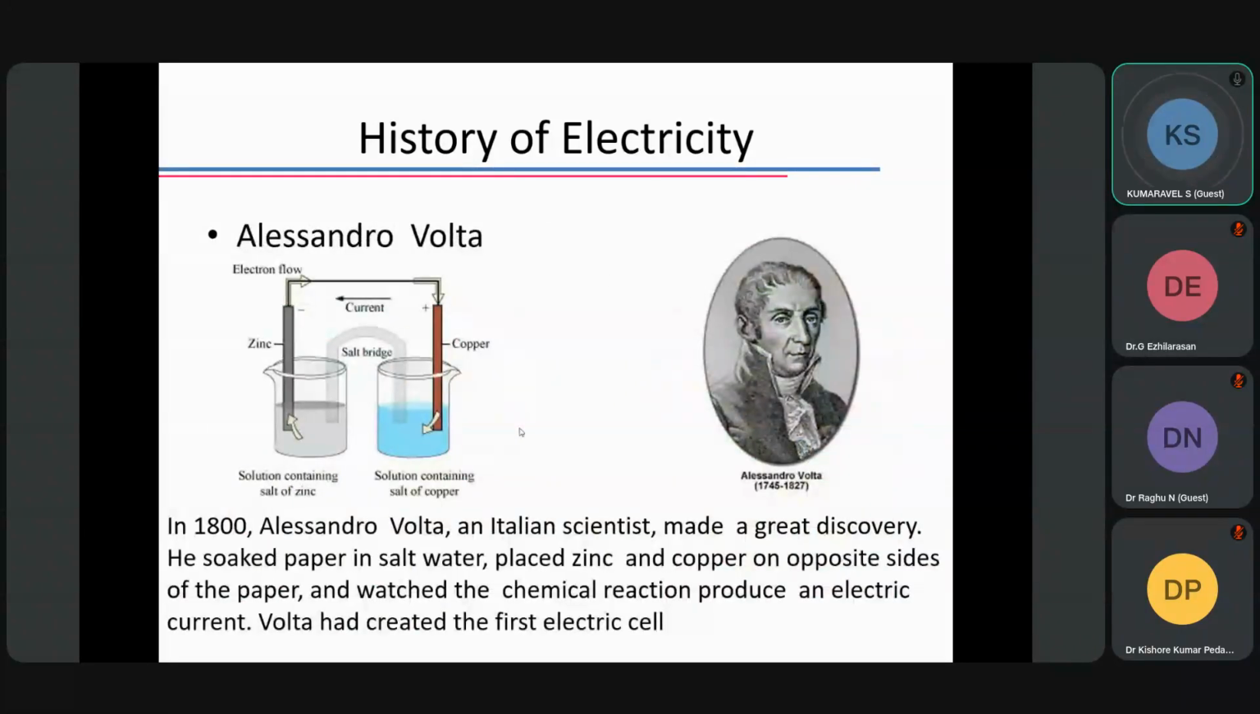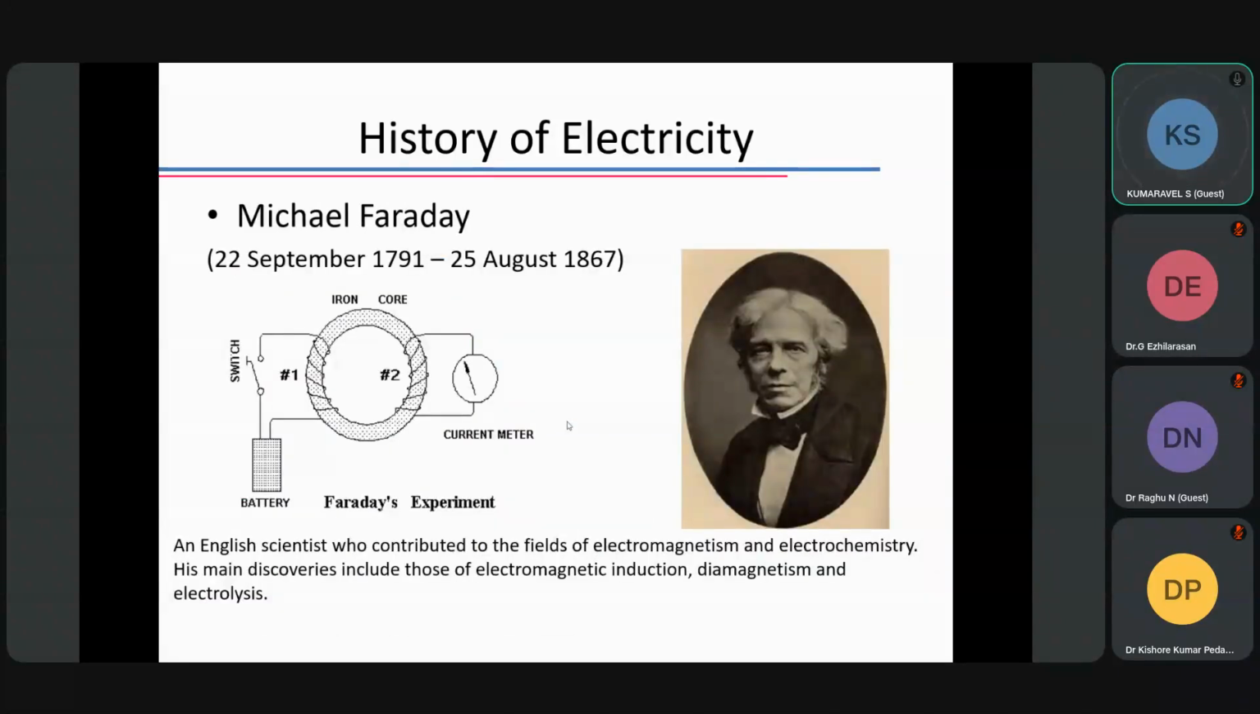Then Alessandro Volta invented the galvanic cell. Michael Faraday, before his invention, people were talking about only chemical energy and electrical energy controversially. Later, Michael Faraday proved that electricity can be correlated with magnetism. That is, rate of change of current causes rate of change of flux, and rate of change of flux causes rate of change of current. That is Faraday's law. You all know very well about Faraday's law.